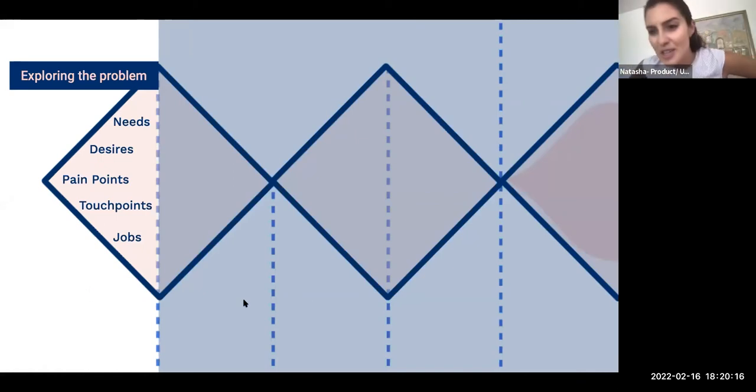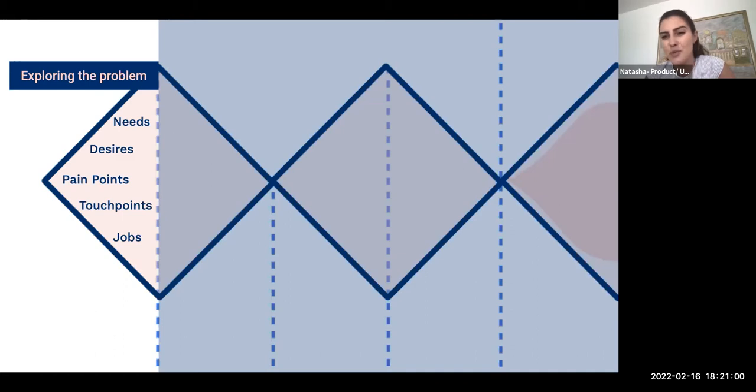So let's start with the first section of the diamond. And even before we get there, you're like, okay, problem, why problem? We're trying to build solutions here, new solutions or optimizing solutions. And it's like, yes, we know. We also want to build great solutions. But of course, the whole point here is that users are going to use your solution if that solution solves and alleviates a need. And when we're talking about problem, we're talking about needs, desires, pain points, touch points, jobs. So yes, love your solution, but I would say love your problem more.